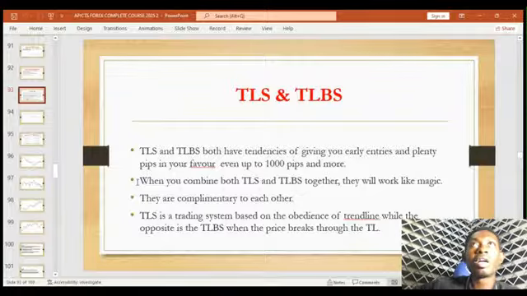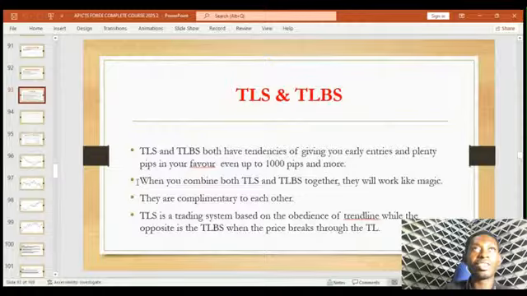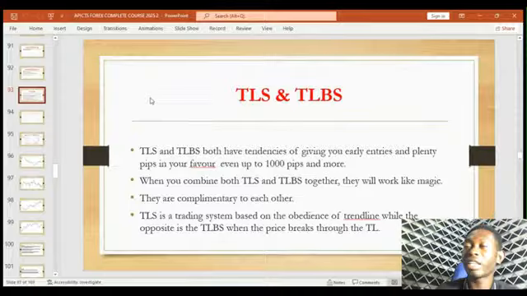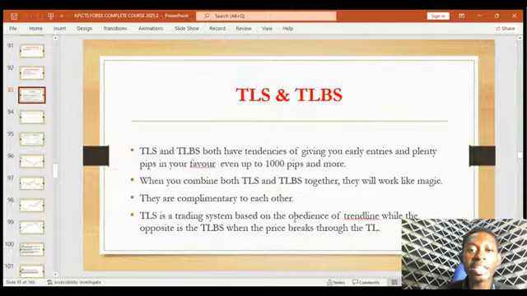Like this morning, I traded gold very early before gold started changing direction around 9:30. Was it 9:30, or around 9, or before 9? I think the direction started changing in the New York session, but that was around 9 London session, and I had already taken that trade. So what did I use? Trend line breakouts. It was TLBS, trend line breakout strategy, that I used. So when you combine trend line strategy and trend line breakout strategy together, they work like magic. They are complementary to each other. If one does not work, the other will work.